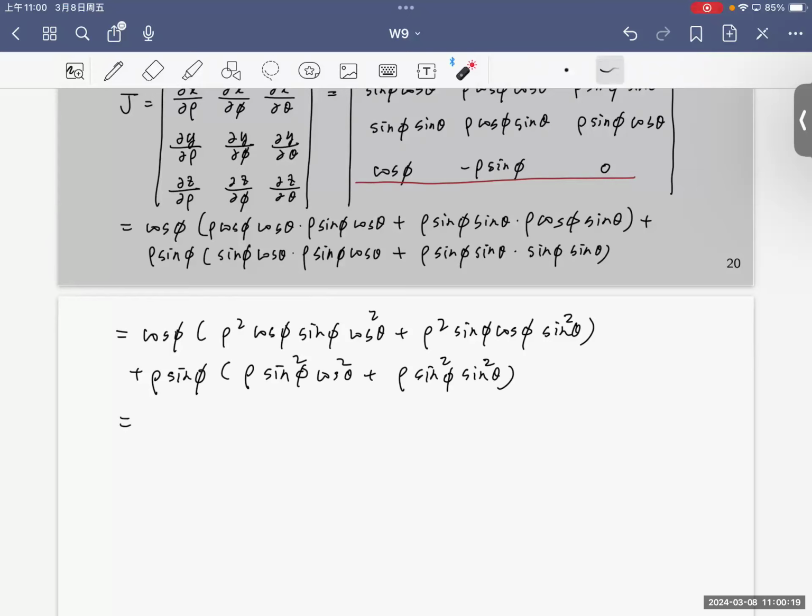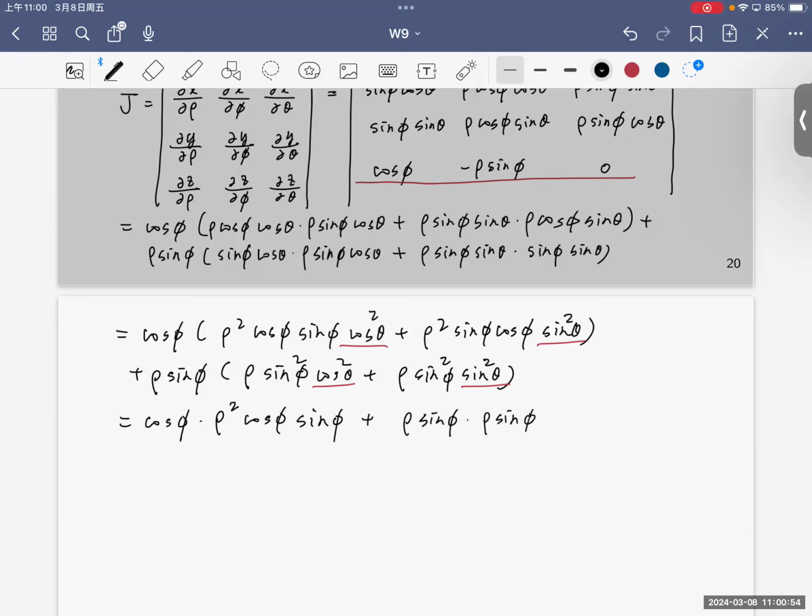So what you can see is, okay, this is rho squared sine phi cosine phi, rho squared sine phi cosine phi. So basically, I will have just cosine theta squared plus sine theta squared, that makes a 1. So the first term becomes cosine phi times rho squared cosine phi sine phi. And the second term, I have a similar thing. So the second term is rho times sine phi times rho sine phi squared.